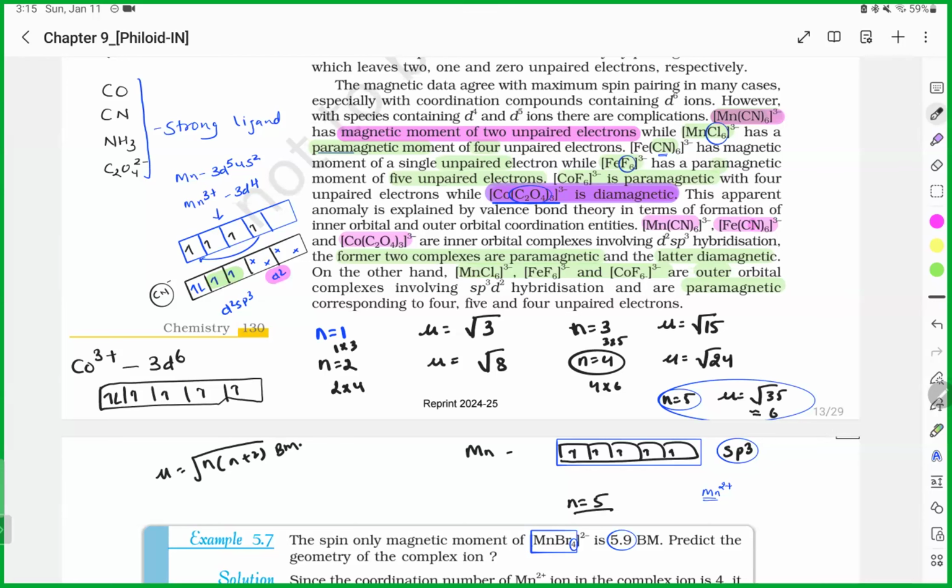What will happen in case of a strong ligand? It will cause pairing of electrons. One, two, three, four, five, six. Tell me, is it a strong ligand or weak ligand? Strong. Exactly. Even here it is saying cobalt, this is showing an inner orbital complex. Make sense?